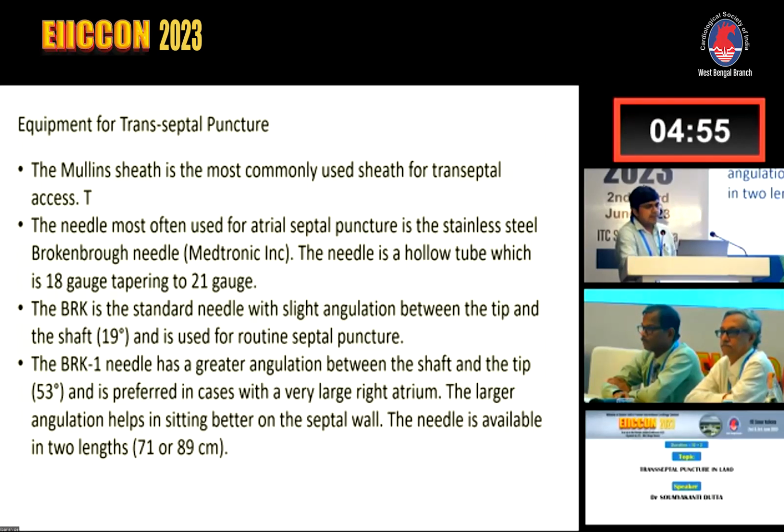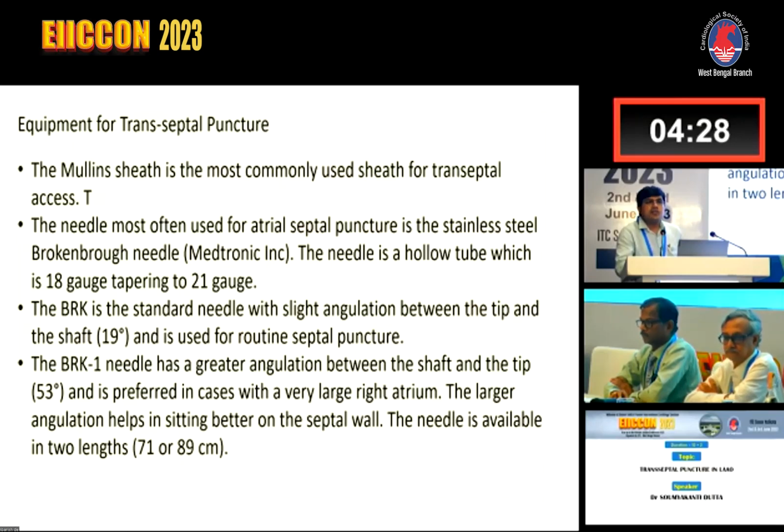Number one, the BRK needle has an angulation of 19 degrees, and if we have a large left atrium, we can shift to the BRK1 needle that has a tip to shaft angulation of 53 degrees. So with a larger atrium, it is always preferred to go with the BRK1 needle that sits on the interatrial septum, and it's easier to puncture the interatrial septum in the proper place.